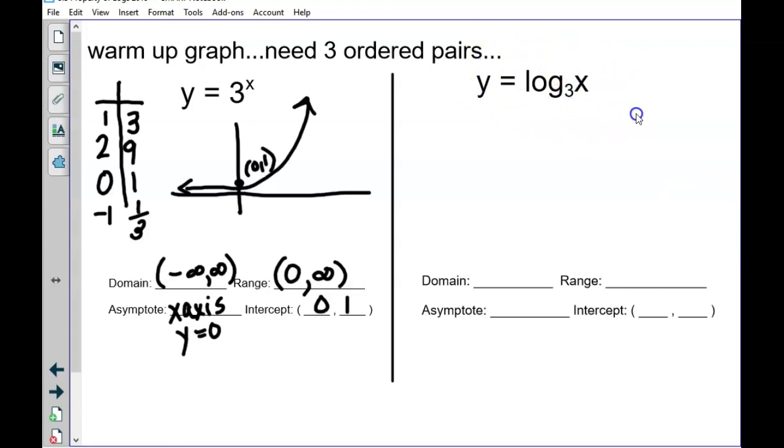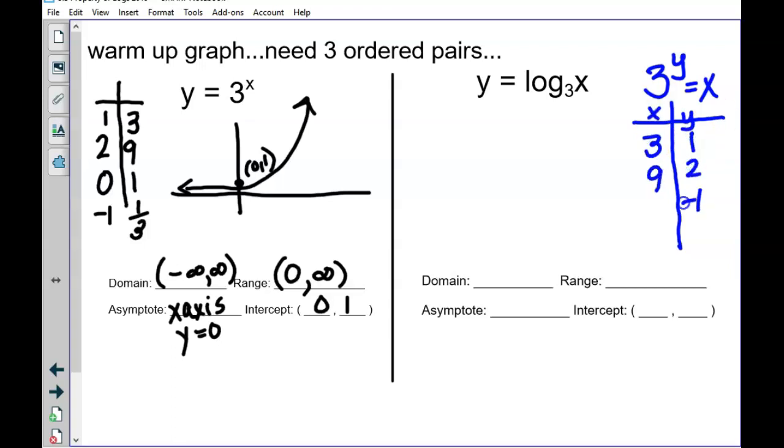How do you rewrite this? 3 to the y equals x. Now, when I rewrite it and I want to find ordered pairs, I just put them in for y. Does that make sense, guys? Because it says 3 to some power. So if I put in a 1, I'll get out a 3. If I put in a 2, I'll get out a 9. A -1, 1/3, and a 0 for y would be, okay, what's that going to look like?